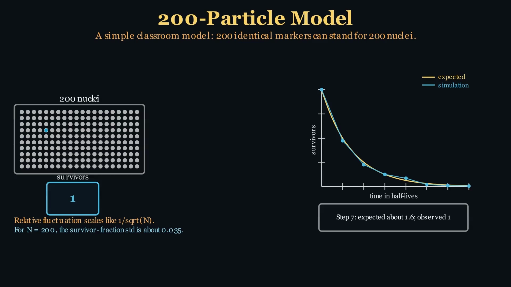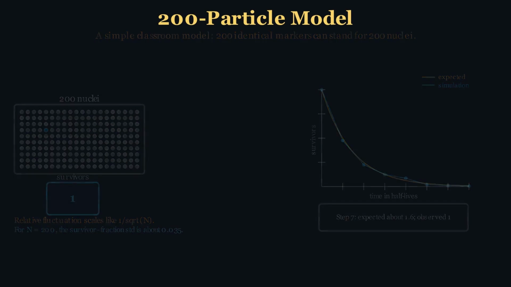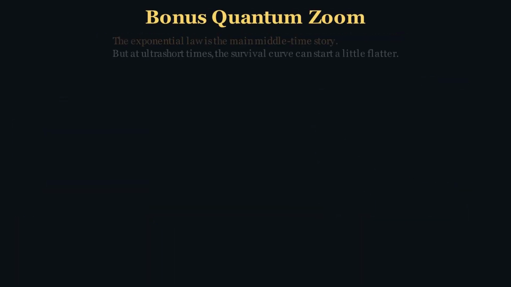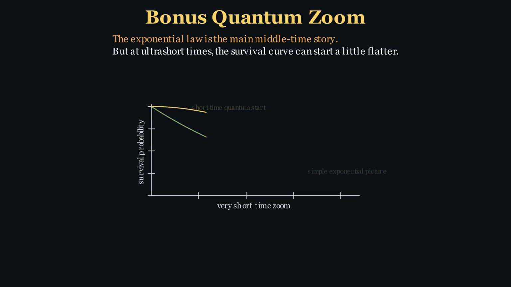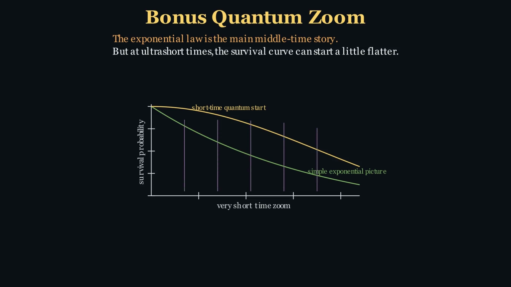There is also one important quantum nuance. The exponential decay law is the main story for ordinary times, but at extremely short times, the survival curve can begin a little flatter than a simple exponential would suggest. And if measurements are repeated very frequently, the decay can be slowed even more. This is called the quantum Zeno effect. It is a subtle reminder that the exponential law is an excellent practical rule, but the deeper quantum picture has extra structure at very short times.